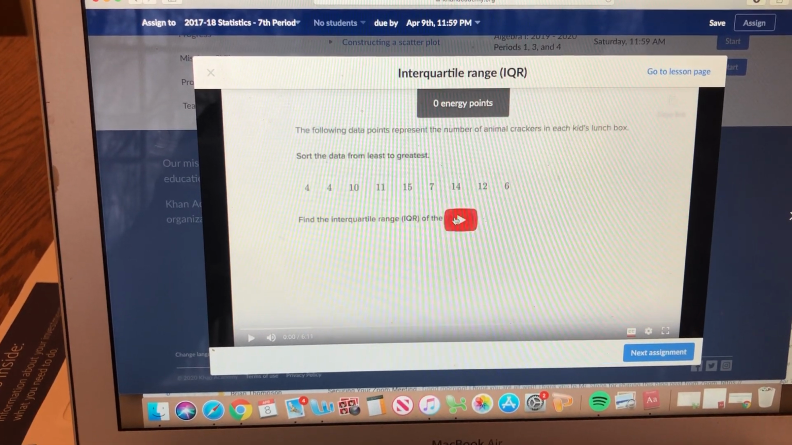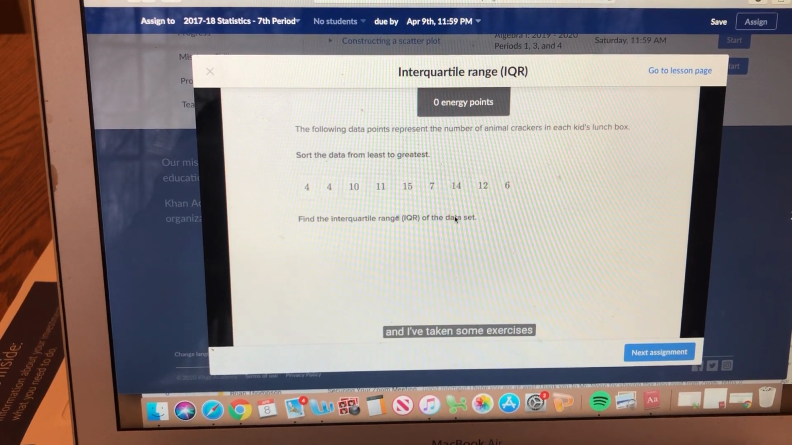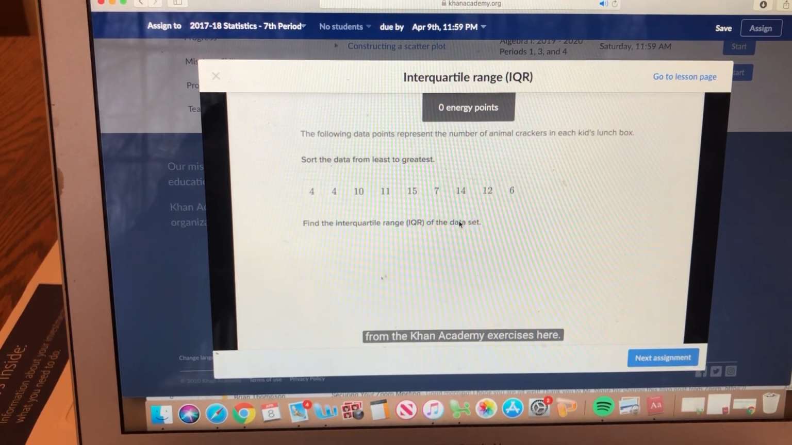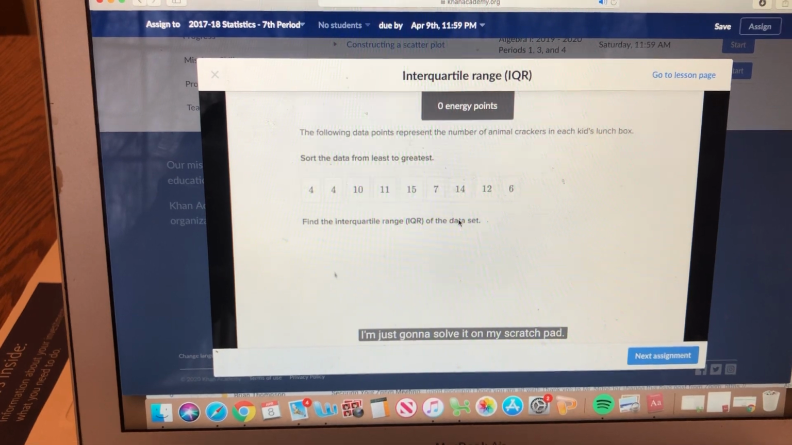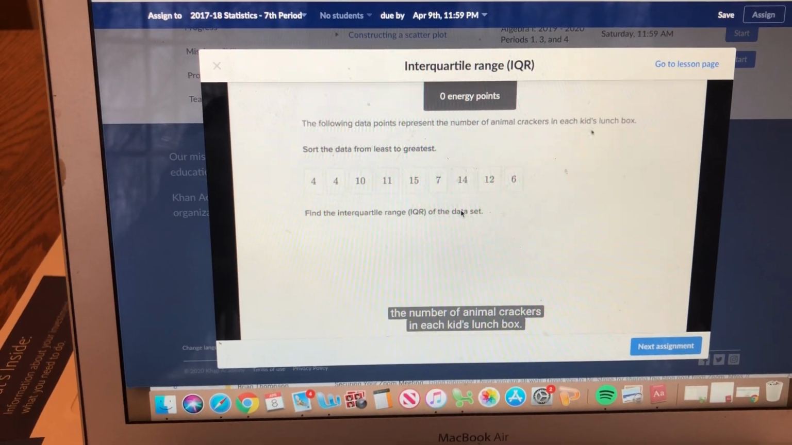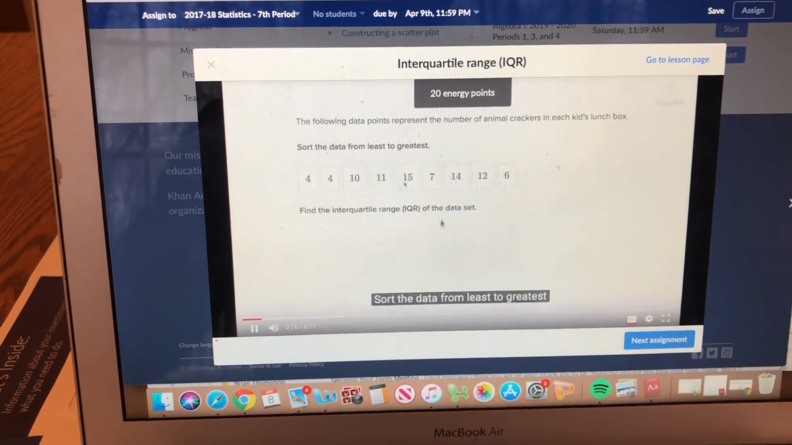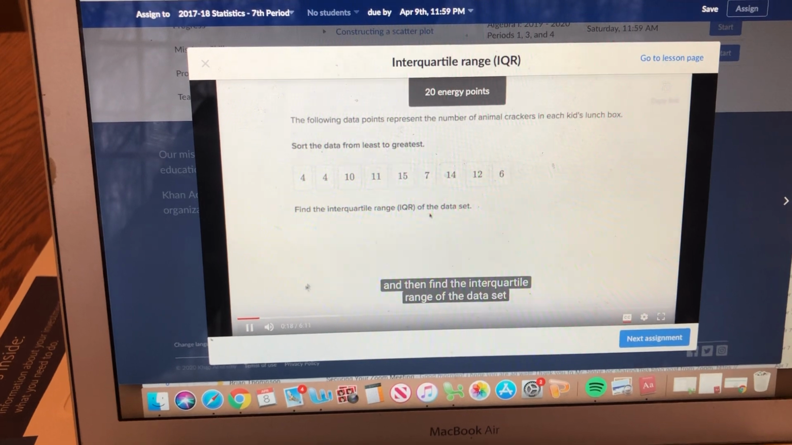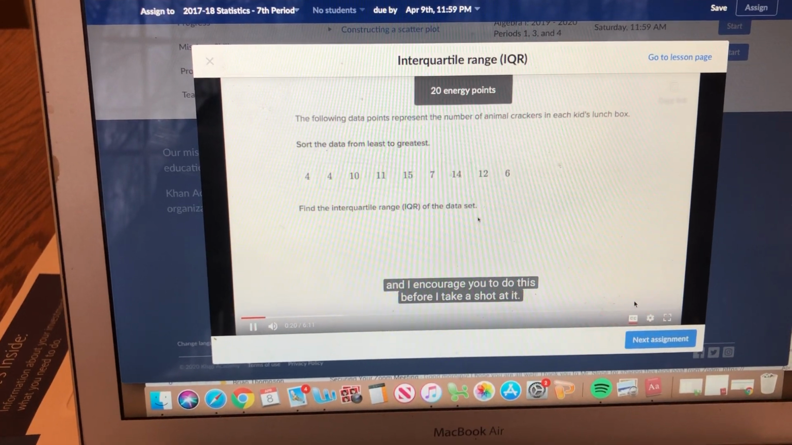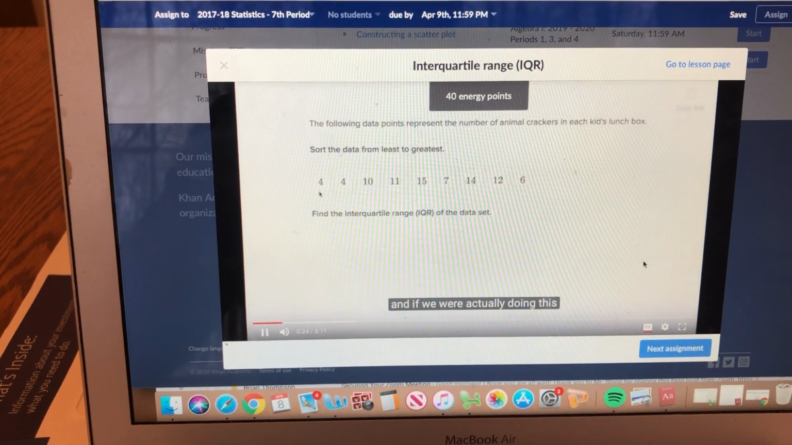But these videos are good. They're going to walk you through calculating interquartile ranges, and I've taken some exercises from the Khan Academy way of doing the particular lesson. It's going to show you some examples that are going to go with what you are going to need to do on your own. So simply allowing this to run at 6 minutes and 11 seconds, you're going to get 4 points.